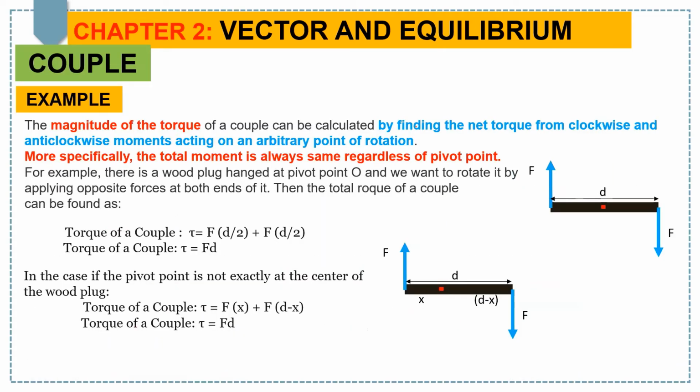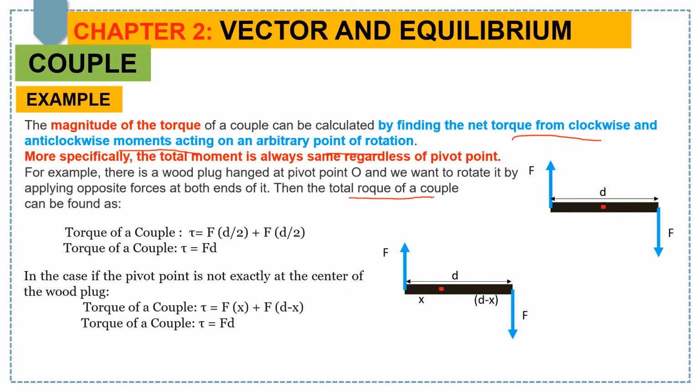Now the question is, what is the net torque from clockwise and anti-clockwise movements acting on the body at some arbitrary point of rotation? To understand or to calculate the net torque, let's have a look at this wood plug example, which is hanging at point P, and we want to rotate it by applying opposite forces at the ends of this wooden plug. One force we want to apply at the left hand, and that force is in upward direction, and the second force we want to apply at the right hand, and that force is in downward direction, and there is a perpendicular distance of D between both forces.